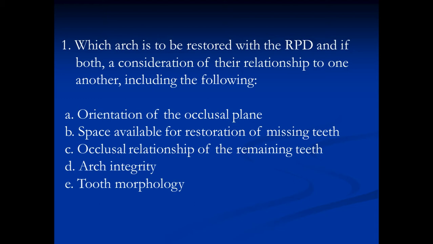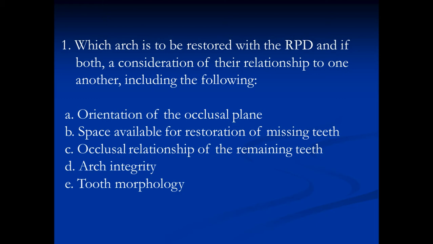So we have to consider the orientation of the occlusal plane and the space available for restoring the remaining teeth. That is, if we have missing teeth with provision for three teeth and we have less space, that can cause abnormal occlusal relationships between adjacent teeth whenever we are replacing teeth. So how exactly are we supposed to regain that space back? All those things have to be considered.